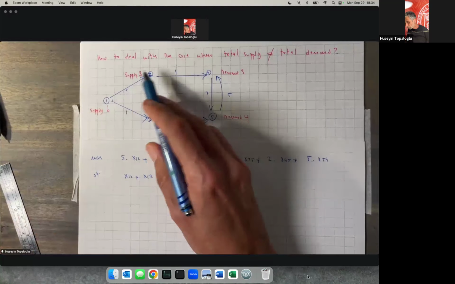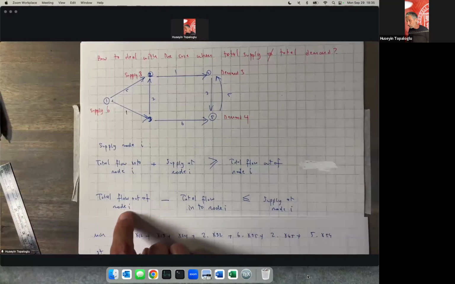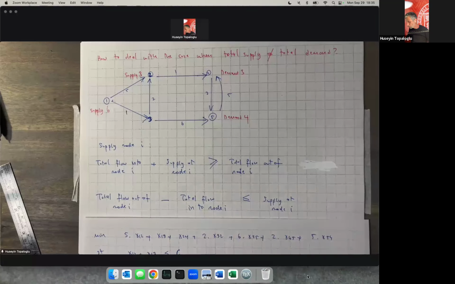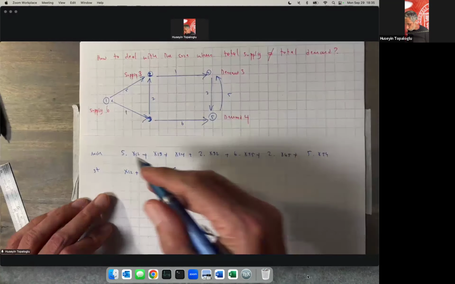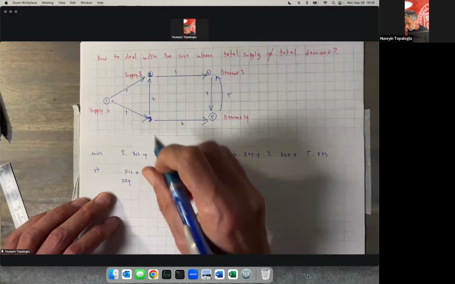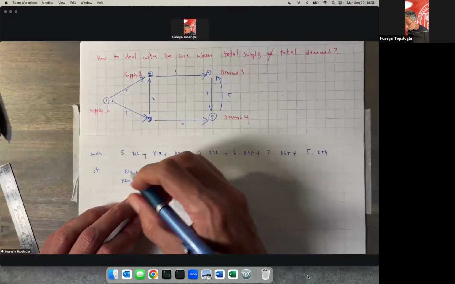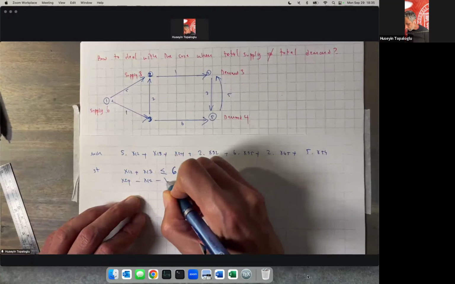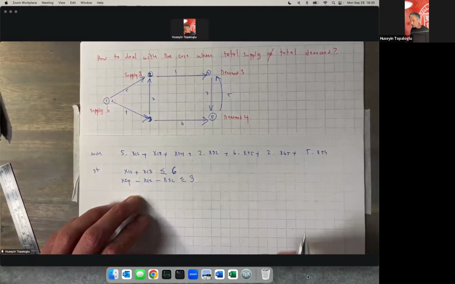Let's write the flow balance constraint for node 2. Node 2 is a supply node. So now we're going to write a constraint that again says total flow out of node 2 minus total flow into node 2 is less than or equal to supply at node 2. Total flow out of node 2, x24, minus the total flow into node 2, x12 and x32: x24 minus x12 minus x32 is less than or equal to supply available at node 2. That's 3.